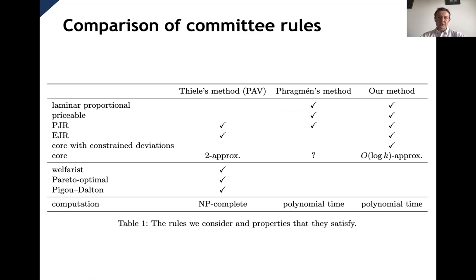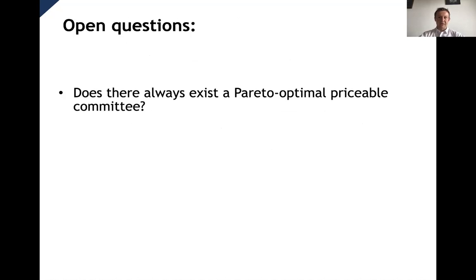So let me conclude by giving an interesting open question that we encountered and we do not have an answer for. The question is the following: does there always exist a Pareto optimal priceable rule? All rules which satisfy priceability that we know, that is Phragmén's rule and the new method that we developed as part of this project, fail Pareto optimality. So it would be nice to know whether these two properties are incompatible or whether one can find a rule which satisfies both.